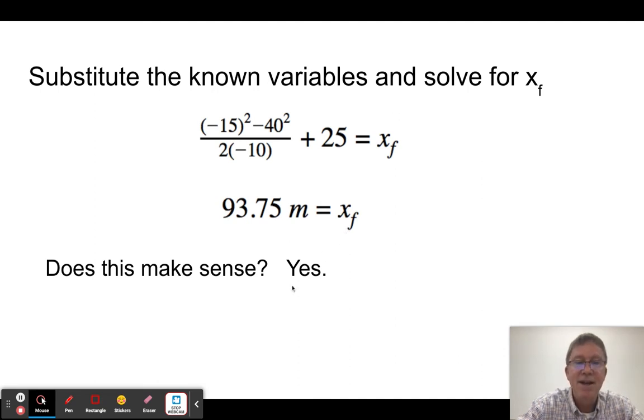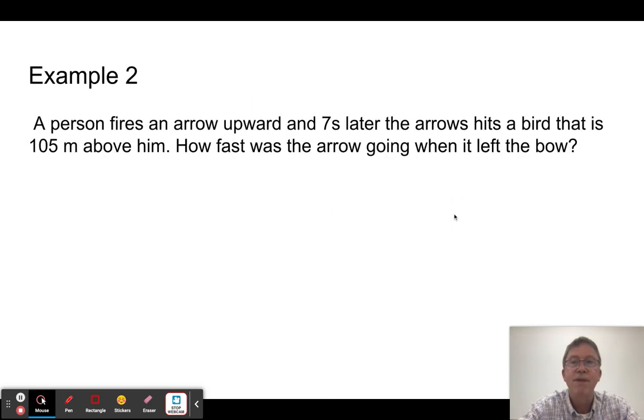It does. If I ended up with a negative here, or if I got something like thousands of meters, you should always evaluate this and say, does this make sense? And if not, don't just slavishly accept it. If it doesn't make sense, it doesn't make sense. You got to go back to the drawing board. All right, let's try one more. Okay, and then I'll shut up.